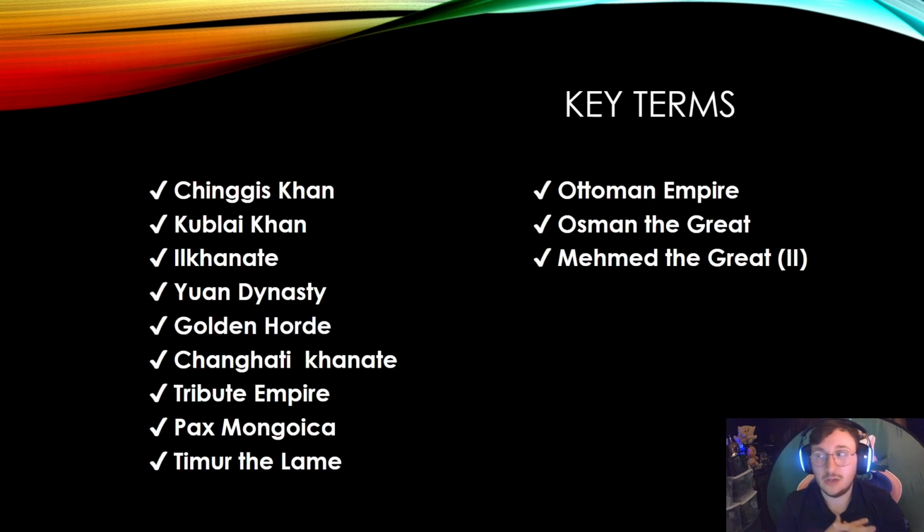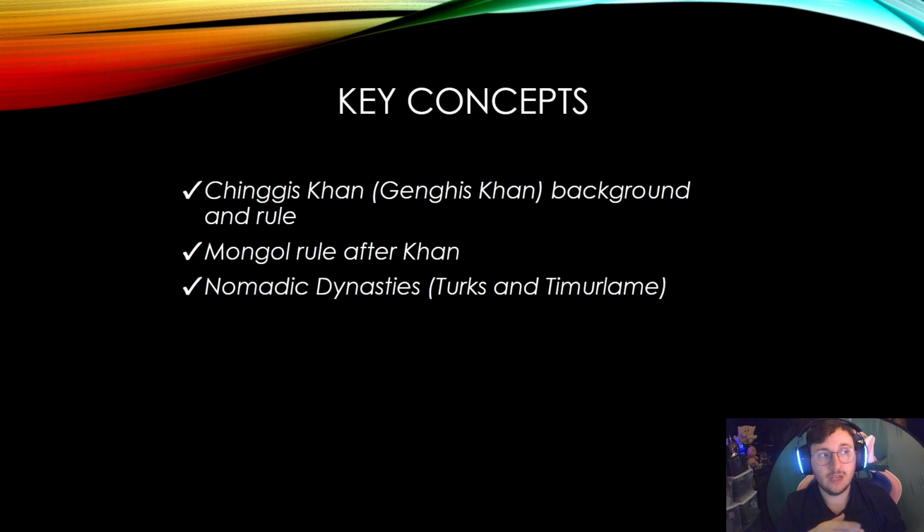So today's key terms are Chinggis Khan, Kublai Khan, the Ilkhanate, Yuan Dynasty, Golden Horde, the Chagatai Dynasty, the Tribute Empire, the Pax Mongolica, Timur the Lame, the Ottoman Empire, Osman the Great, and Mehmed II. We'll talk about Chinggis Khan, who's also known as Genghis Khan's background and rule. We'll talk about Mongol rule after the Khan, and nomadic dynasties such as the Turks and Timur the Lame.